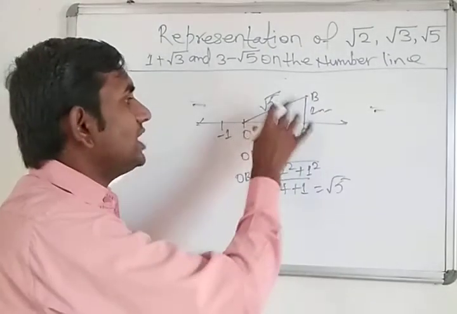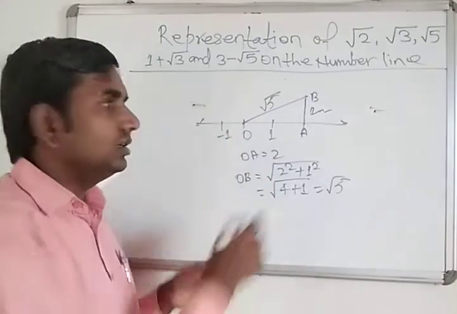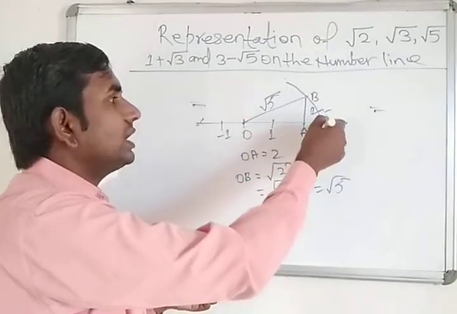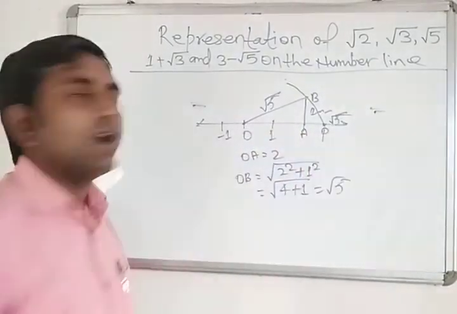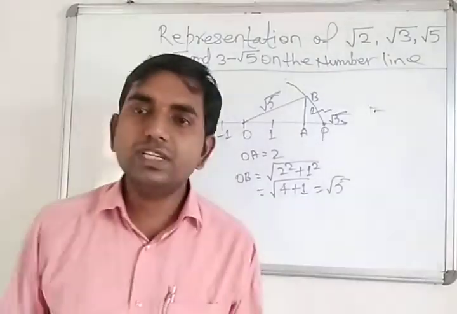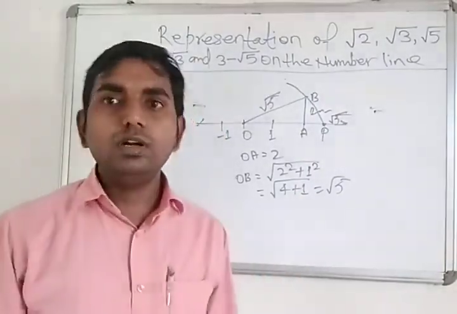Okay, now we have to take an arc equal to OB and assume O is the center. Now we have to draw an arc here, and we find a point, suppose P, and this indicates under root 5. Okay, in this way we can represent any irrational number which is given in the form of a square root on a number line.